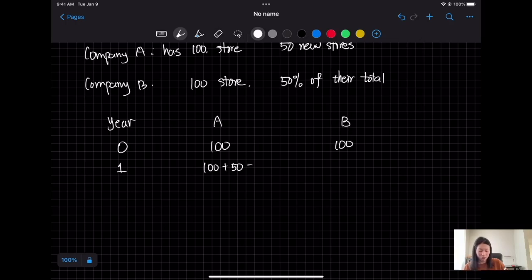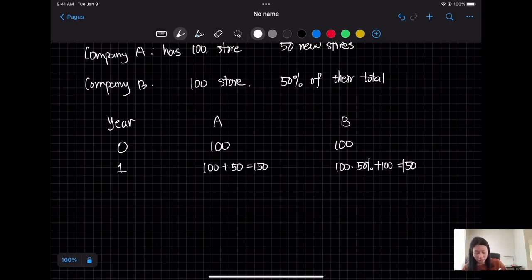It should be 150. For Company B, it is going to expand by 50% of their total, so it should be 100 times 50%. That's how much they expand. You still need to add what you have from the previous year. So that means also 150 stores.